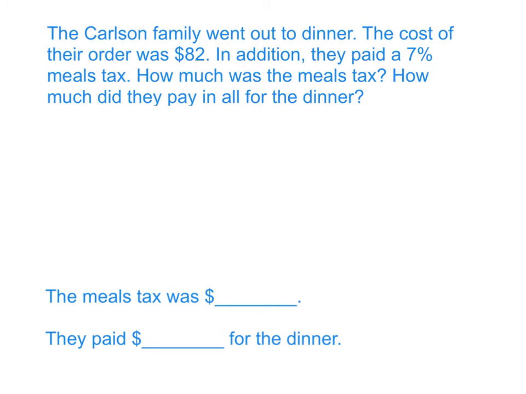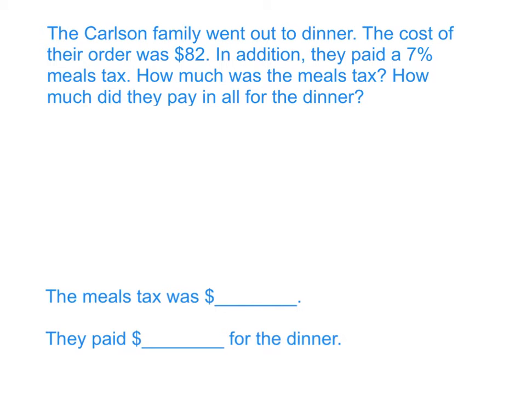This one is still a tax question, but it's a meals tax. You still add tax on because that's an addition. So when they went out to dinner, they spent $82, but they also had to pay a 7% meals tax. So we're going to find the meals tax, and then to pay in all, we have to add that on.